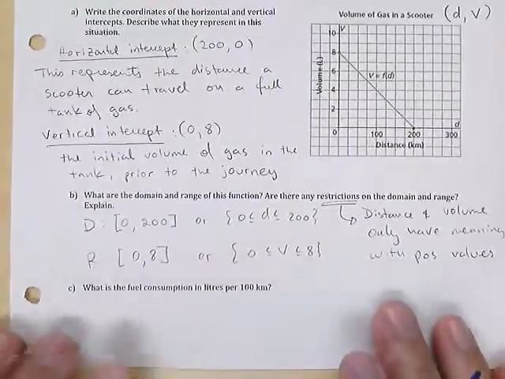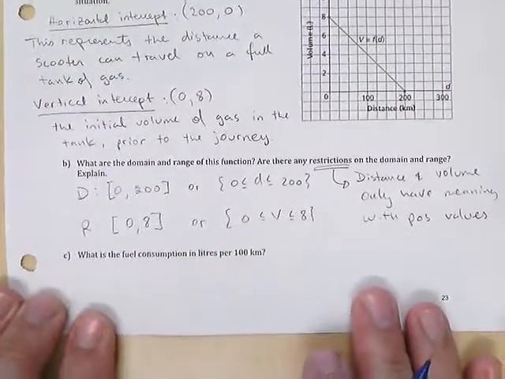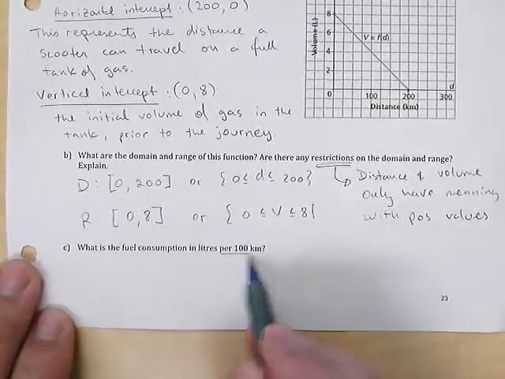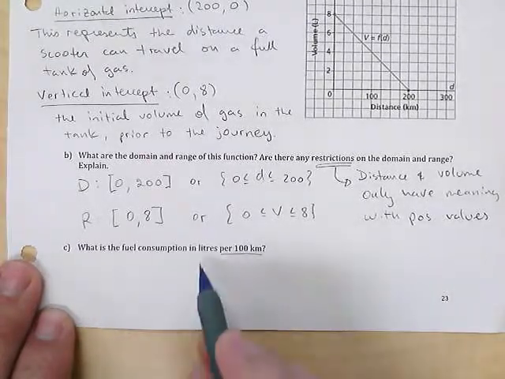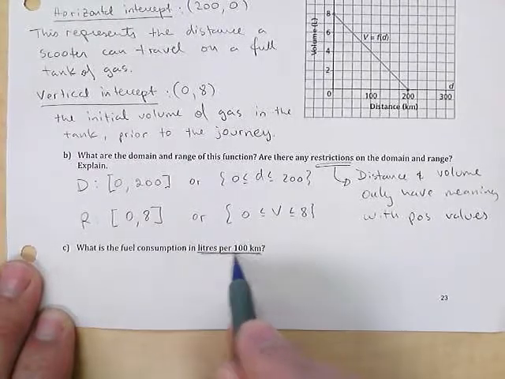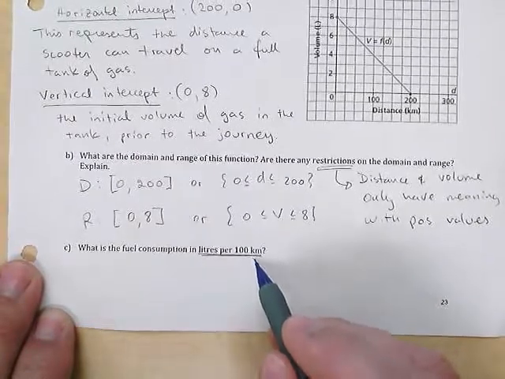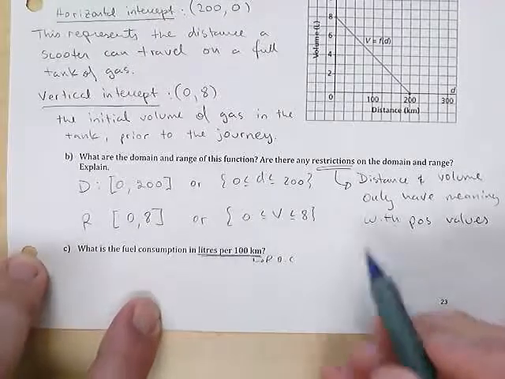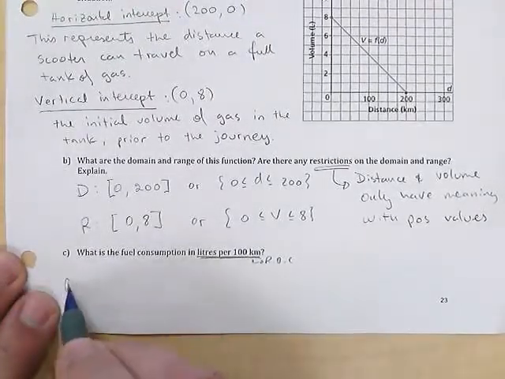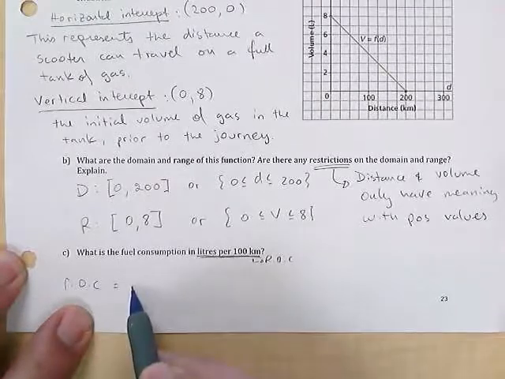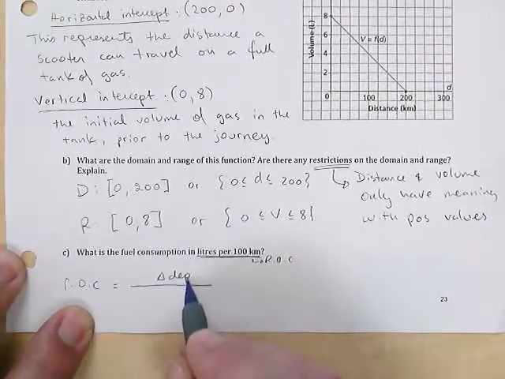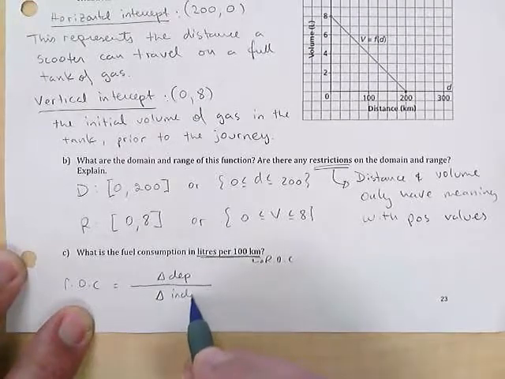What is the fuel consumption in liters per 100 kilometers? Well, that's interesting. Per 100 kilometers. So that sounds right. Liters per 100 kilometers. You're almost talking what? That's a rate of change. That is rate of change. If you see something per something else, that's the rate of change. So here we have rate of change. What would be my dependent there? That's delta of dependent, delta of independent.